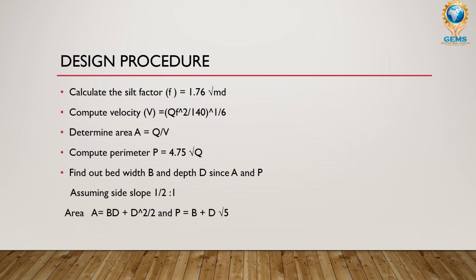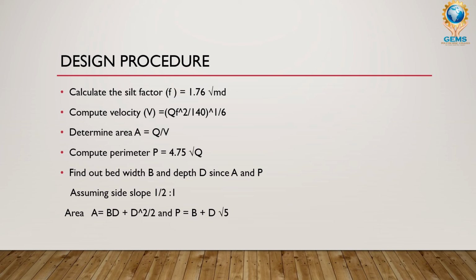Now we are going to look into a problem based on Lacey's theory. The design procedure for Lacey's theory is: first we have to calculate the silt factor, how much silt is being deposited. So the silt factor f is equal to 1.76 root m d. Then compute velocity: V is equal to Q f squared divided by 140, whole power 1 by 6. Whole power 1 by 6, not 140 power 6, whole power 1 by 6.